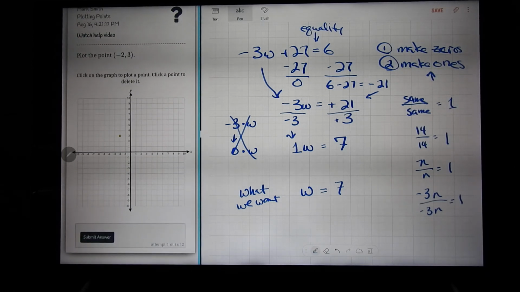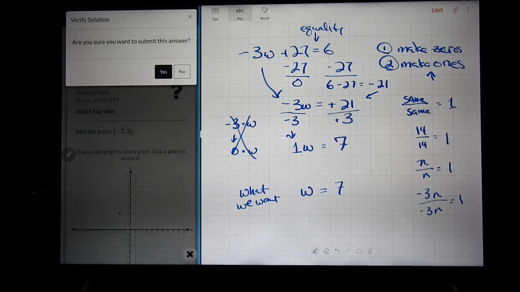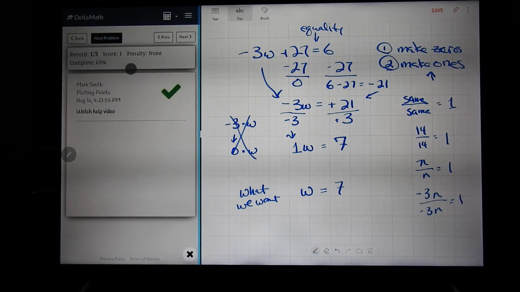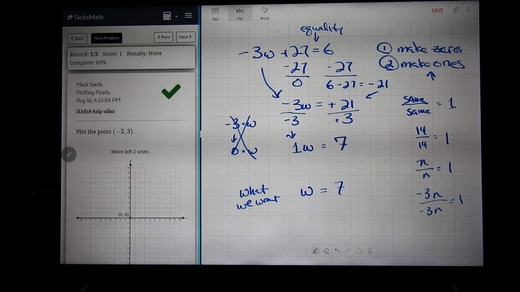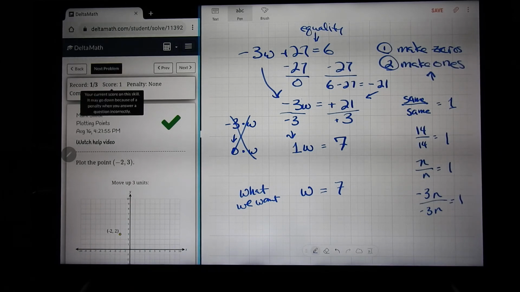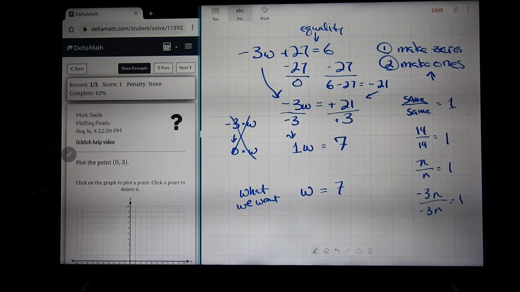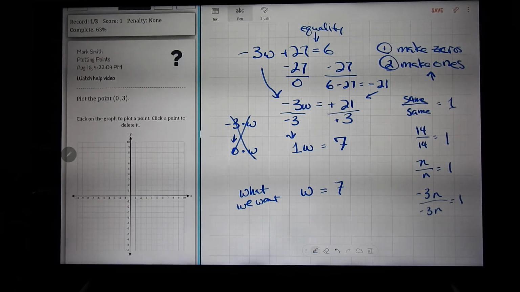So it says click a point, and if you want to delete it, then click it. So I'm going to submit that as my answer. I'm going to say yes. And it gives us a check mark. And it shows us that cute little graph again. Now notice when I say next problem, I could go to the next type of problem, or I can go to my next problem, because I need to do 3 of these. All right. So I'm going to go to next problem, and this says 0, 3.